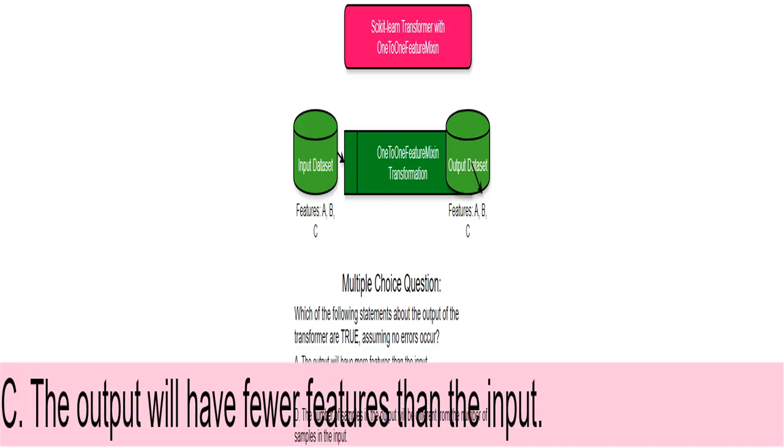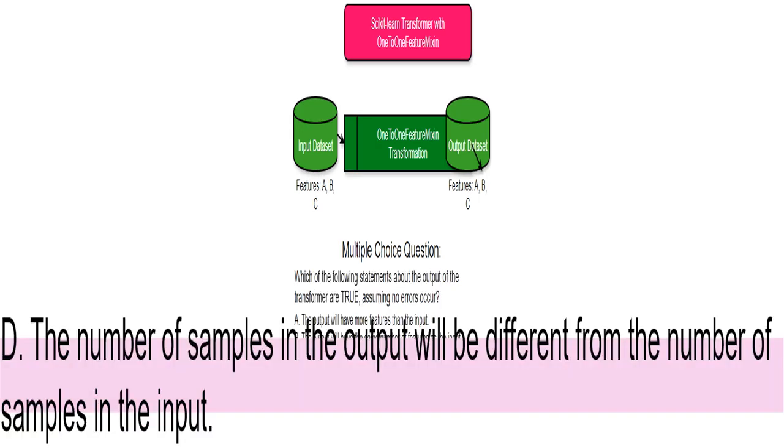This is incorrect. OneToOneFeatureMixin does not remove features. It only transforms them, maintaining the original count. This option is also false. OneToOneFeatureMixin deals only with features, not with the number of data points, samples, in the dataset. It doesn't change the number of rows.